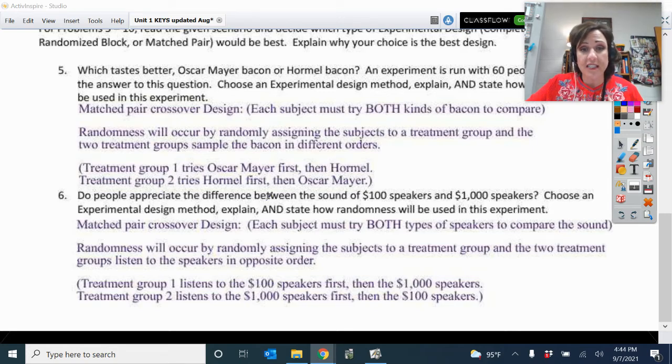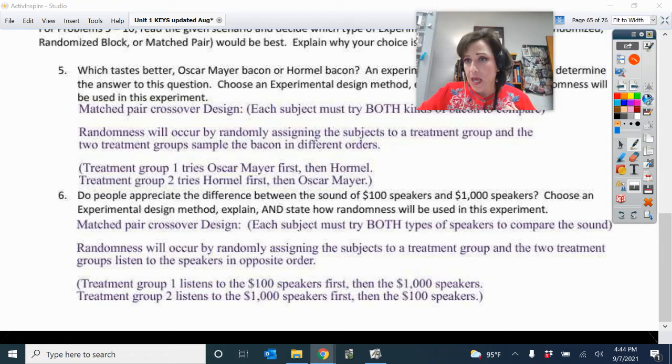Do people appreciate the difference between the sound of a $100 speaker and a $1,000 one? Choose an experimental design. They would have to be trying both of them to compare them to see if there is a significant difference between them. So again, matched pairs crossover, with randomness going to which type of speaker the subject heard first.